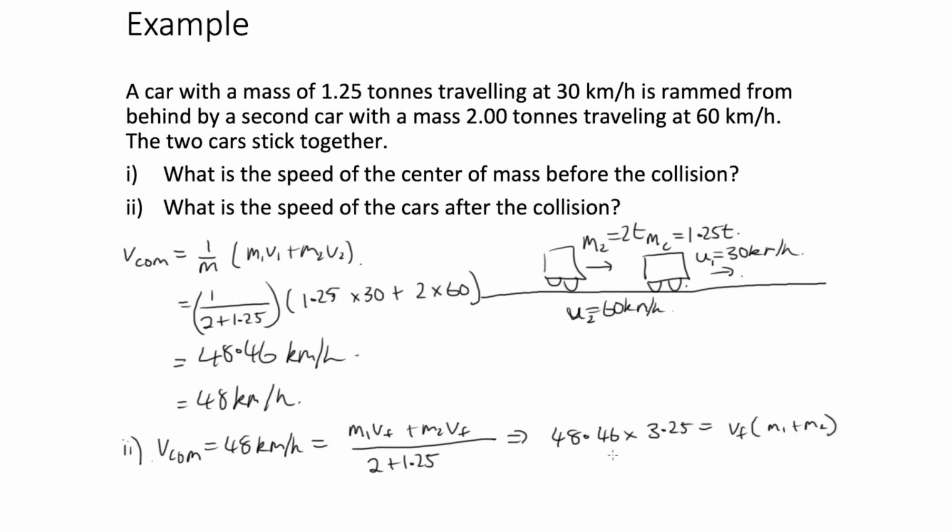But m1 plus m2, that's just the total mass. That's what this 3.25 is. So this cancels out, and that tells me that the final speed is just the speed of the center of mass, which is the 48 kilometers per hour.